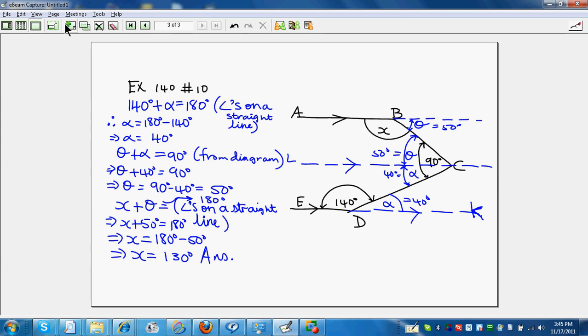So in this question, there was more than one way that you could approach it. This way is one way where you draw your parallel lines and you look for the properties of the various angles. And with practice, you could get many different ways to do the same problem.